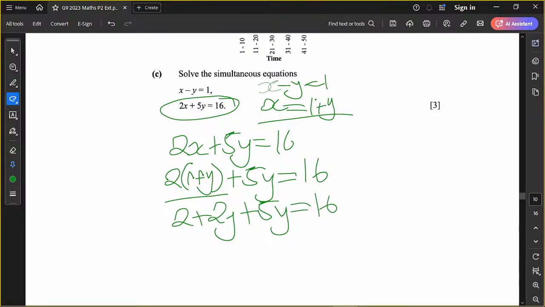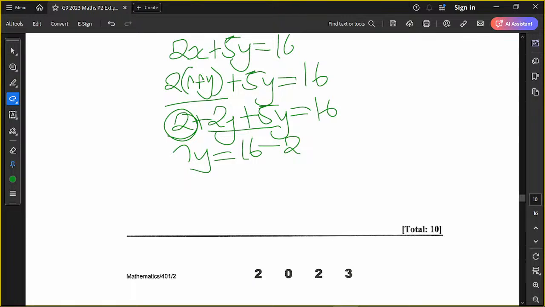Then I put like terms together. So I'll add: 2y plus 5y will give me 7y, which is equal to 16. Then this 2 will cross the equal sign and become minus 2. Then we say 7y is equal to 16 minus 2, which will give me 14.